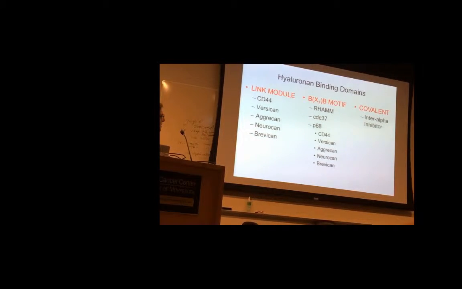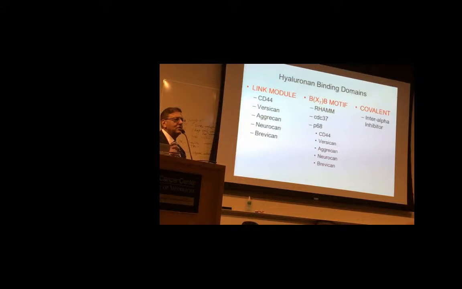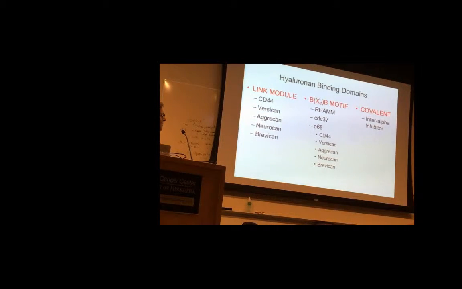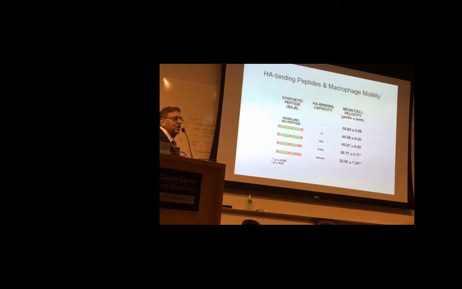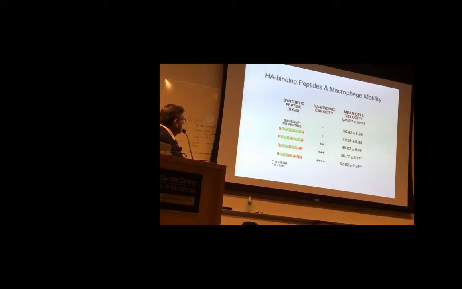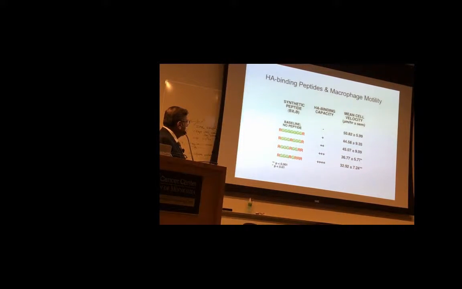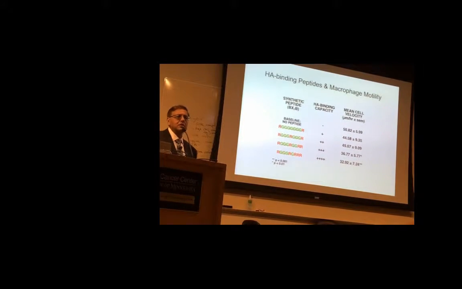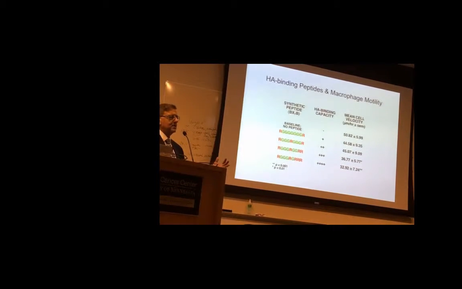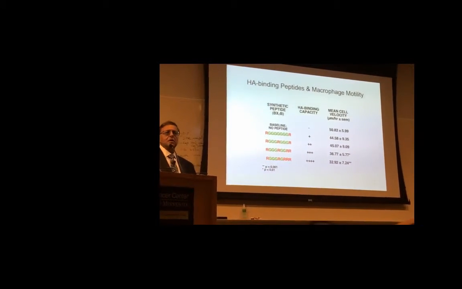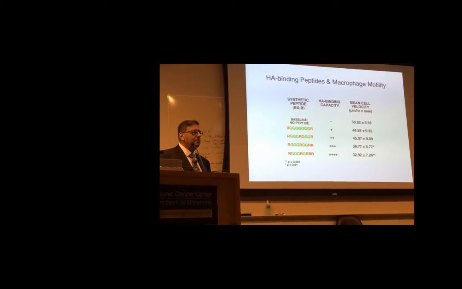So we were intrigued by this BX7B motif, and we generated peptides to figure out whether we could create something that could bind HA. And so what we did was we used arginine and glycine to generate the BX7B motif, and then added increasing arginine residues to increase the positive charge of this peptide. And my job was to put this peptide onto macrophages and measure the motility.